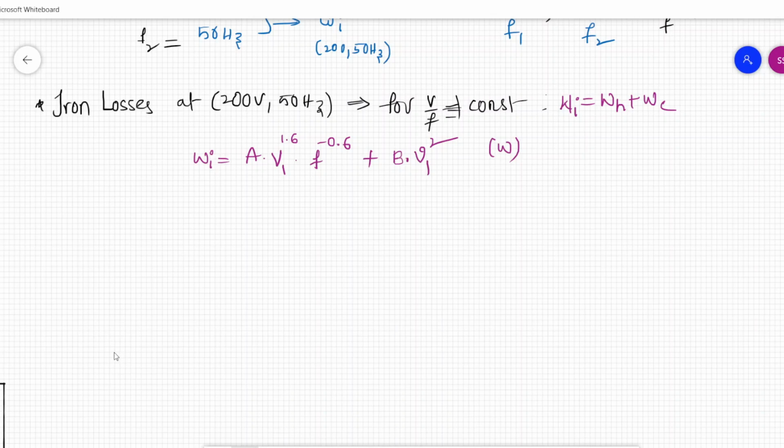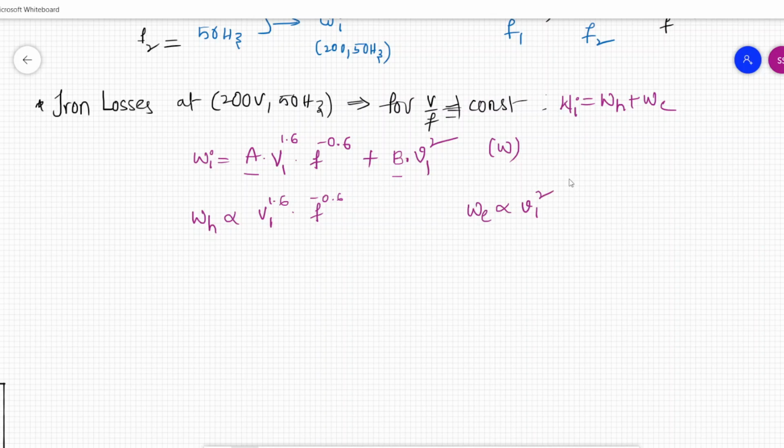We don't know the values of A and B here. One way is to substitute V1 and F1 here and find the A and B values. Or, we know that hysteresis loss is proportional to V1 power 1.6 and F power minus 0.6 for V by F not maintained constant, and eddy current loss is proportional to V1 square.